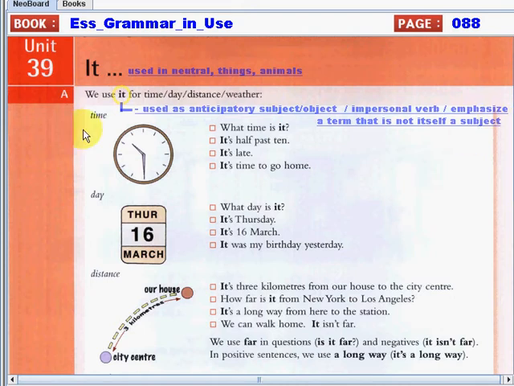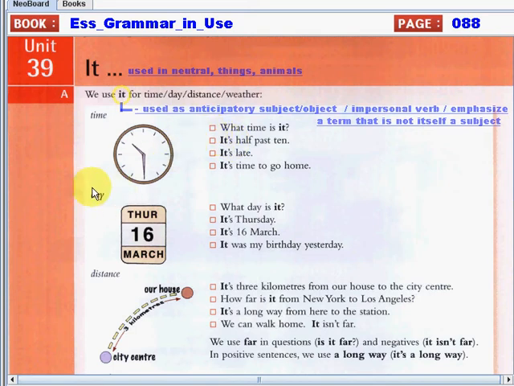So let's go now to time. Let's read the first examples for this one. What time is it? Next, it's 10:30. Next, it's late. Next, it's time to go home. So here we use "it" with the meaning of anticipatory subject or object. We can anticipate if "it" here is a subject or the object.